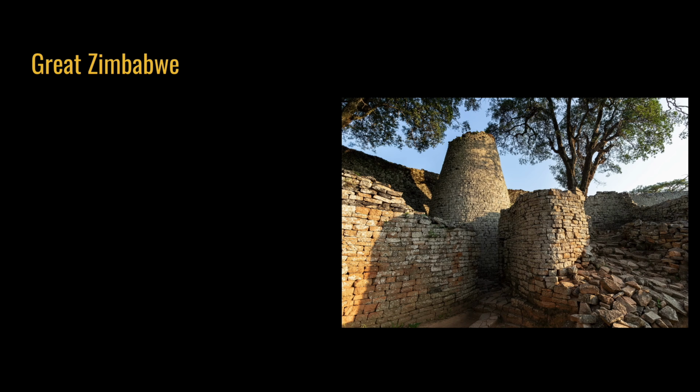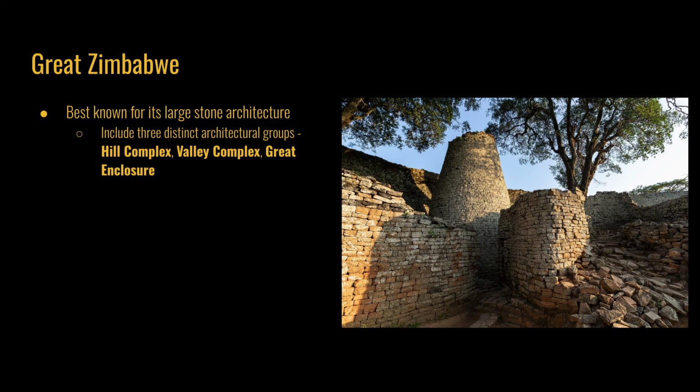The capital city of Great Zimbabwe is best known for its large stone architecture, which is unique because it was built without mortar, a technique known as dry stonewalling. It had 3 distinct architectural groups: the hill complex, the valley complex, and the great enclosure. All these structures offered military defense and served as a hub for long-distance trade with the Swahili Coast.